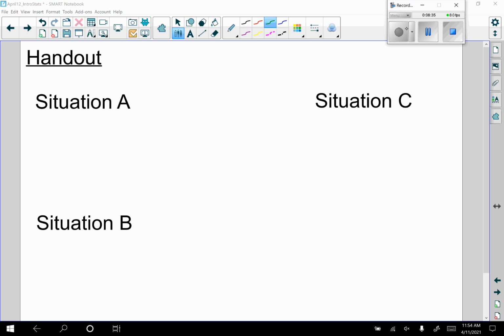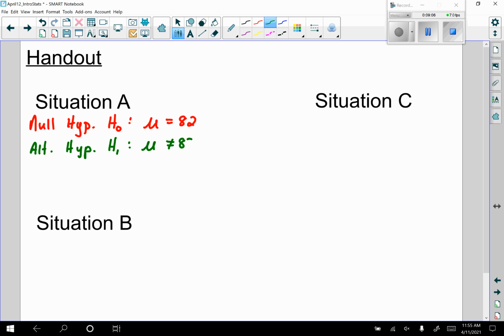So the hypotheses for this situation, we want to identify them. Eventually, we won't have to keep spelling this out, but just right now, because we're just learning this, the null hypothesis, which is H naught, would be that mu is going to equal, that population mean is going to stay at that 82. The alternative hypothesis, which is H sub 1, is going to be that mu is not equal to 82.